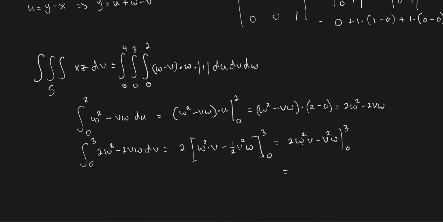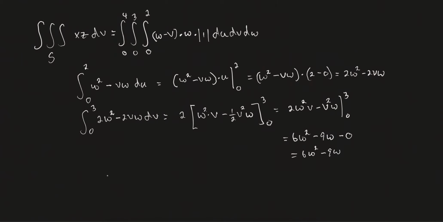So at the upper limit, plug in 3 here. We'll have 2 times 3, that's 6, so that's 6w squared. And then here, 3 squared is 9, so minus 9w. And then at the lower limit, everything is 0, right? So everything is 0, so minus 0. So there we go. So our second integral is now done, and we have one more integral to go.